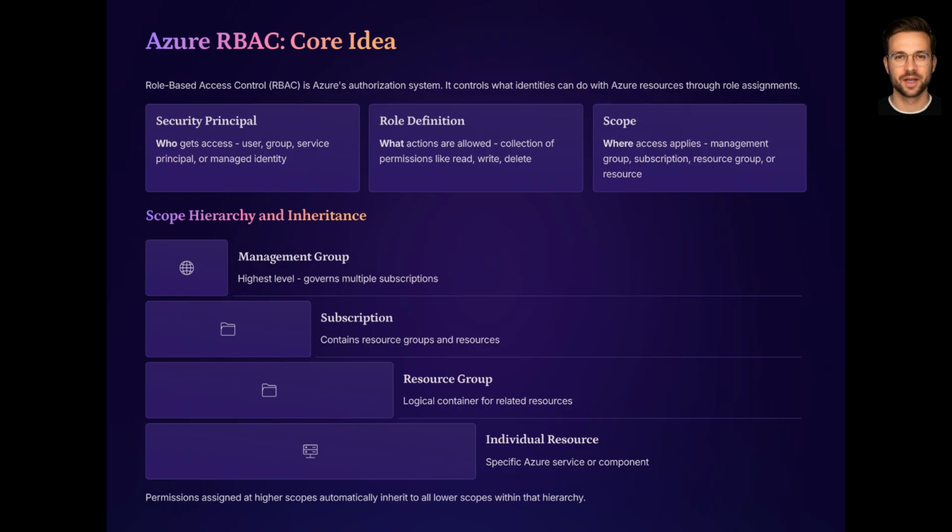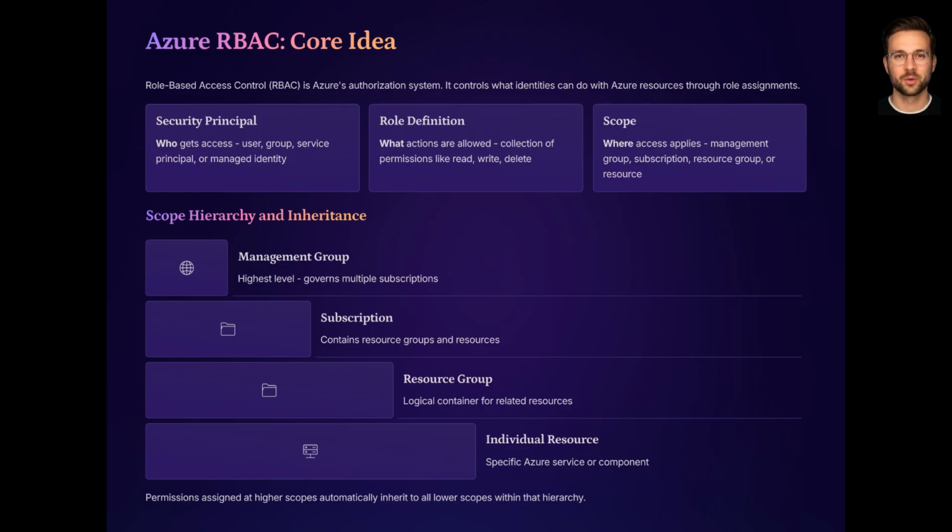Permissions assigned at a higher scope are inherited by lower scopes. For example, if a user is assigned a role at the subscription level, that role applies to all resource groups and resources in that subscription. This allows you to control access globally, per project, or per individual resource, depending on your needs.